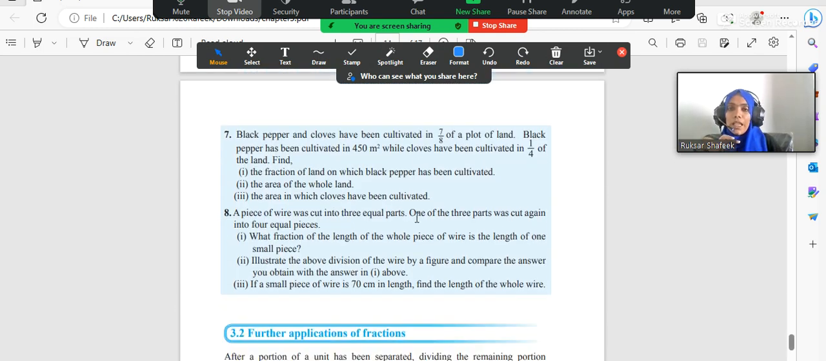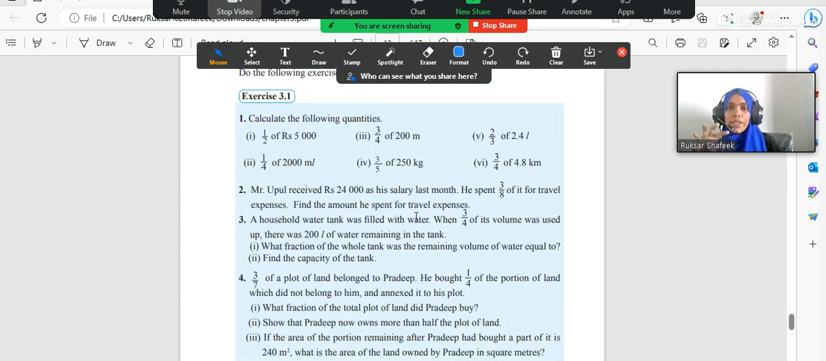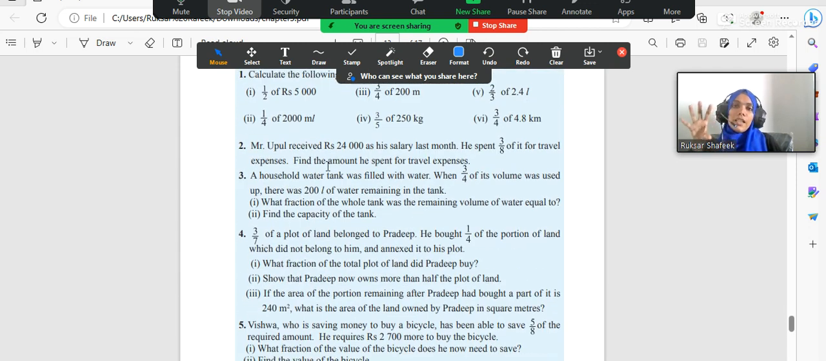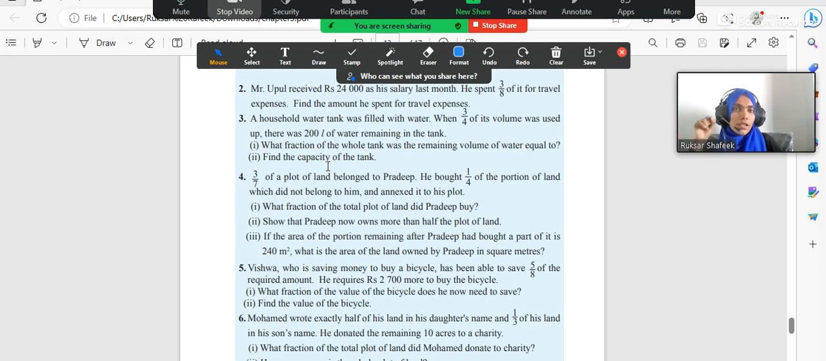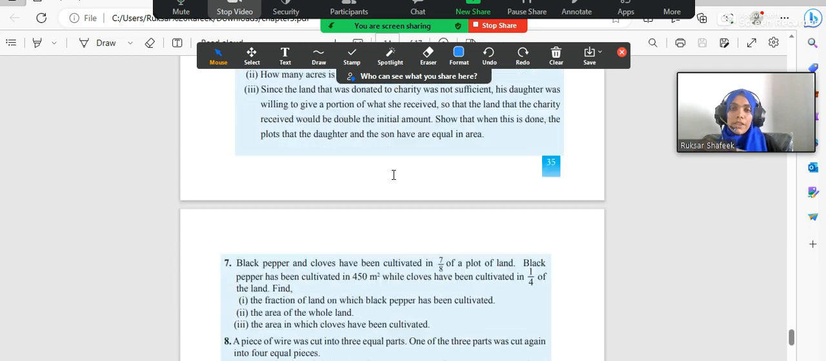So based on that, we have this exercise over here where they've given us a few questions, and they're asking us to find the fractions sometimes, like the capacity. So you just have to read the questions carefully and answer them.